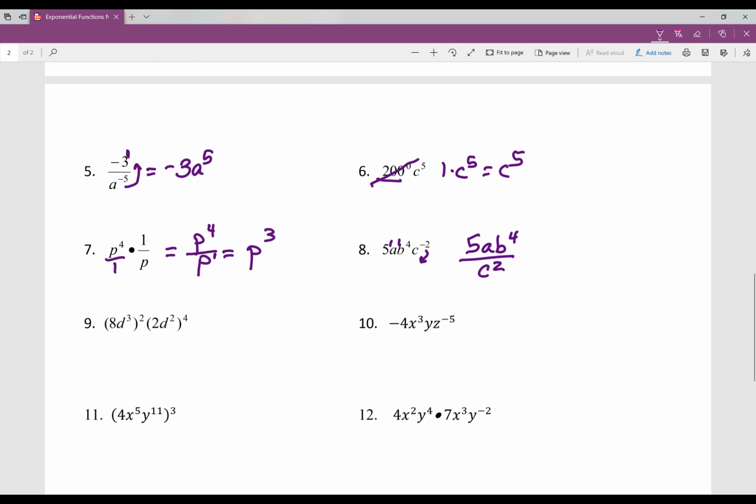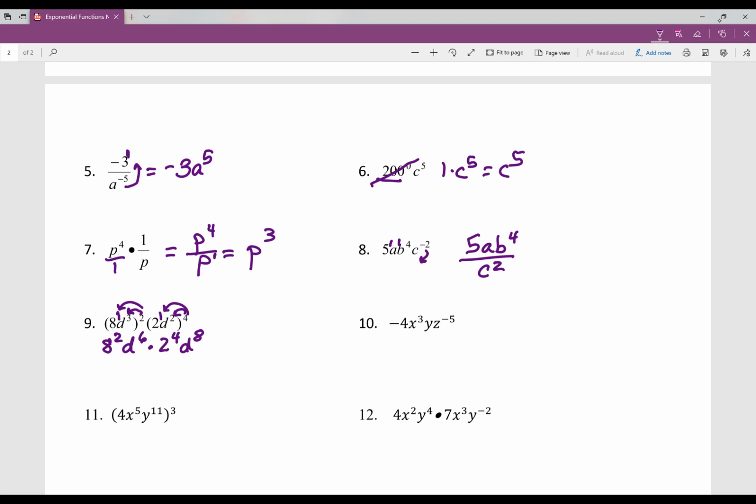Now, when we have multiple things going on here, just like order of operations, we need to do the exponents first. So remember I said we're going to distribute this power to everything inside. Well, what's the power on 8? Well, that power is 1. So we're going to distribute this 2 to both of these powers. So this gives me 8 squared d to the 6. Well, what's the power on this 2? Well, that's 1. We're going to distribute this 4 to both powers here. So this is times 2 to the 4 d to the 8.